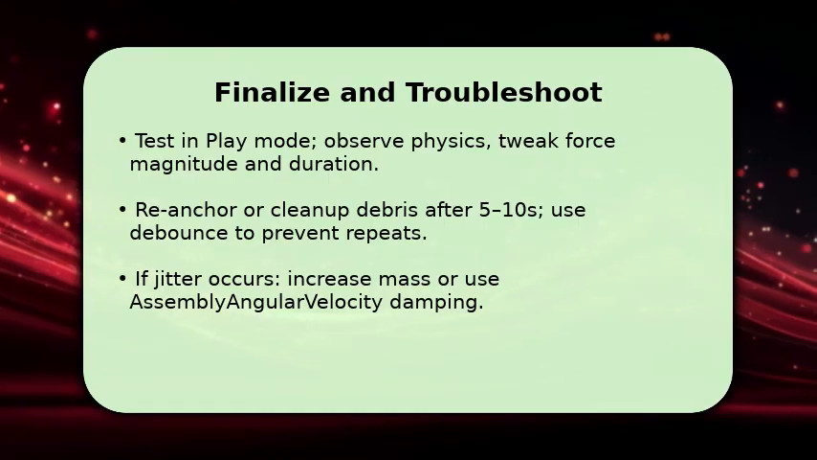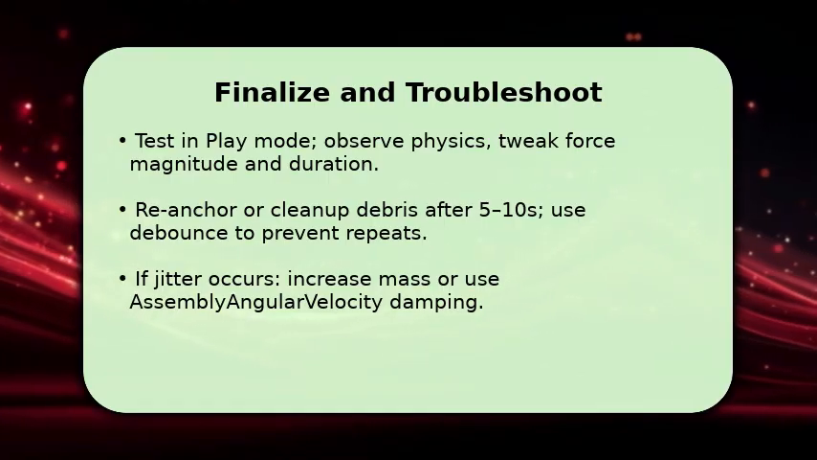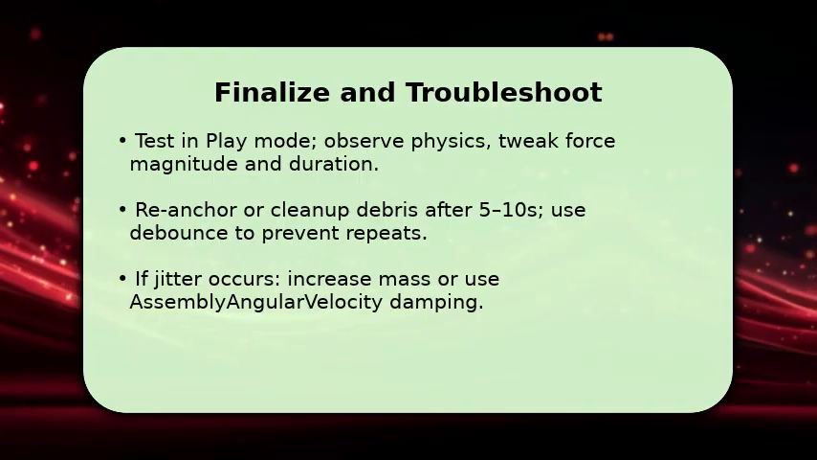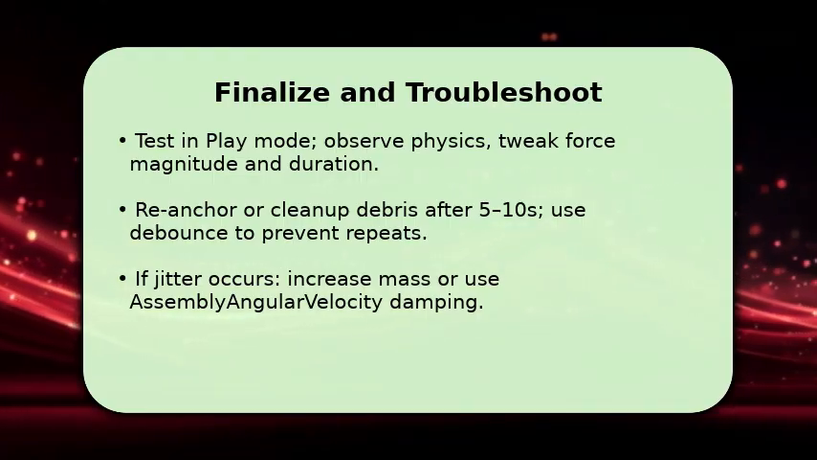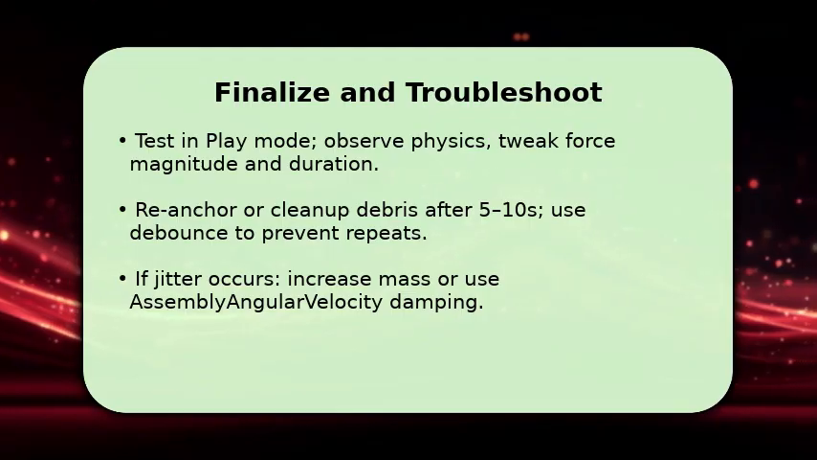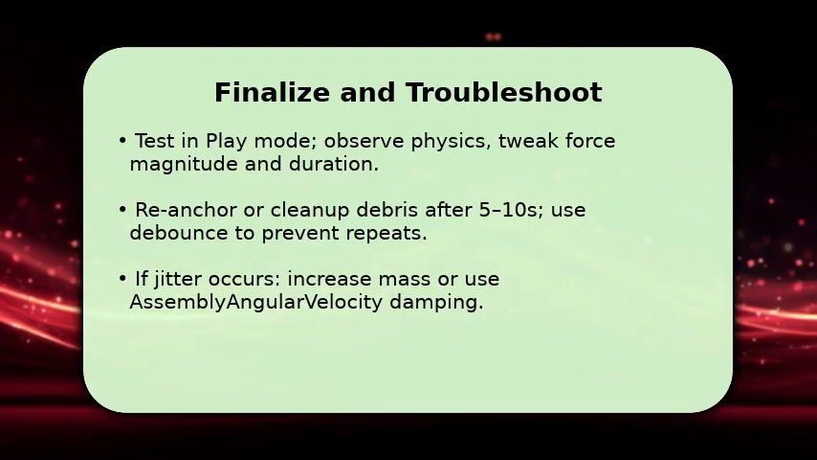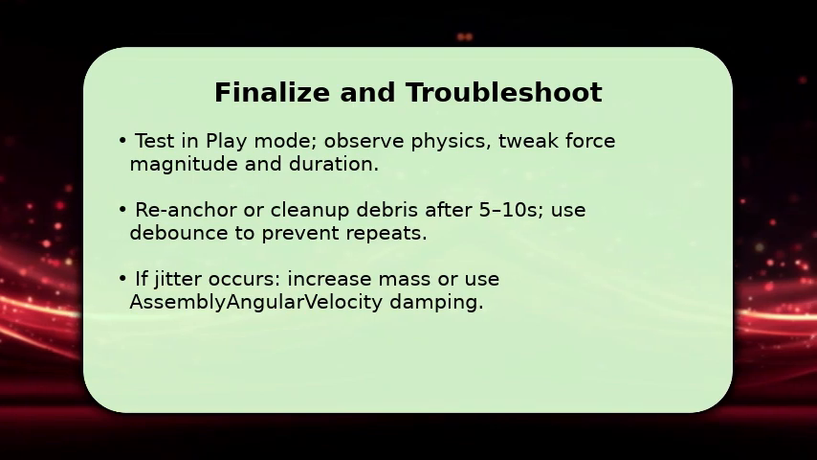to prevent repeated triggers. If you see jitter or explosive motion, reduce applied impulses, add damping via assembly angular velocity limits, or slightly increase part mass so the physics solver is stable. That single tweak fixes most issues.